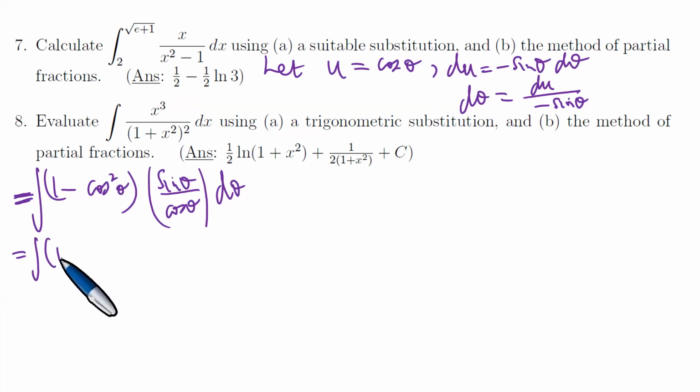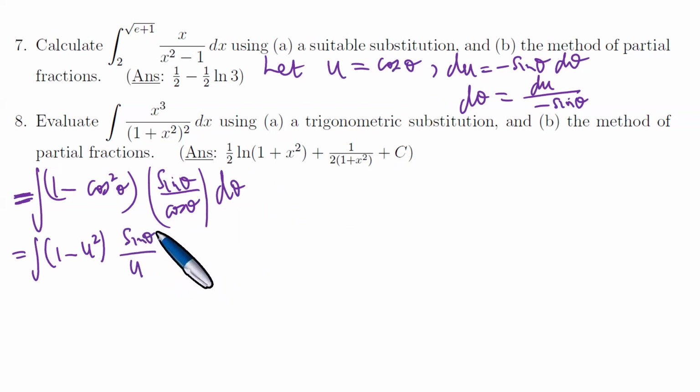Which is the integral of 1 minus u squared. And then in the place of d theta, you can put this. Okay, but also there are a couple of steps you can observe. Sine theta d theta is always du in this case. So you can just put a du here. And then obviously in the denominator, you have the u in the place of the cosine.